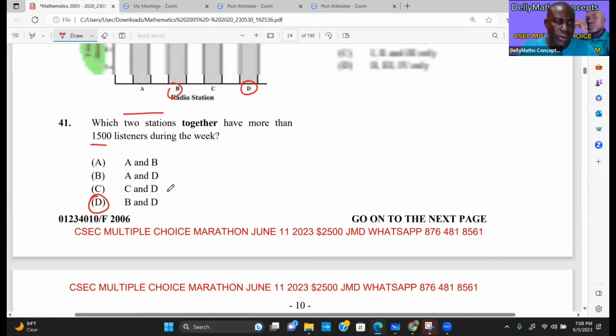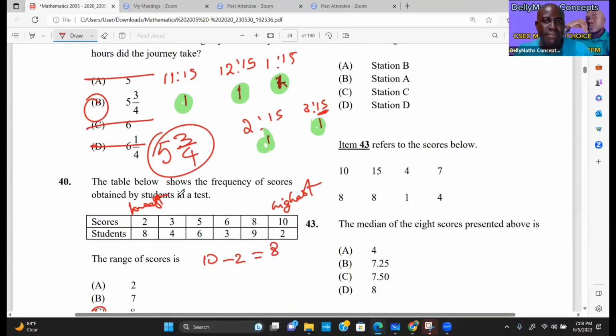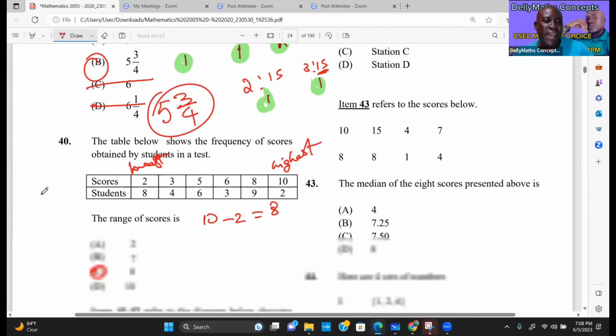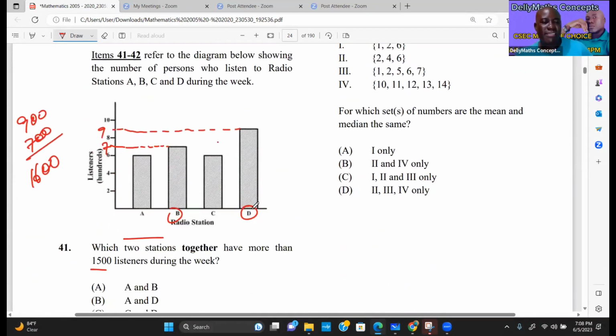Continue. 42 is from that same diagram. Let's see what it says. Which station has as many listeners during the week as the mean? So it has as many as the mean of the 4. I need to find the mean for the 4. Mean is to add up and divide by how many.